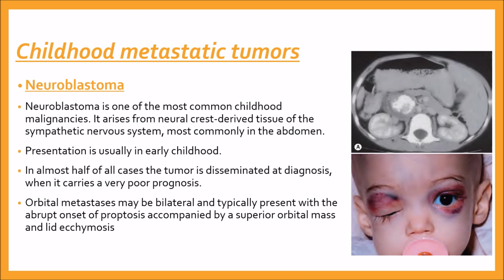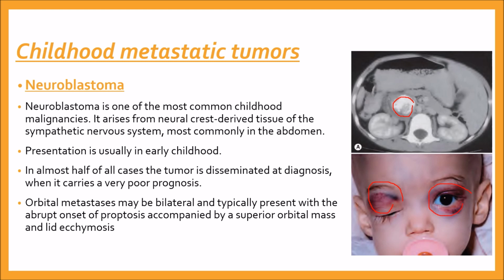You can see it here. Presentation is usually in early childhood. In almost half of all the cases, the tumor is disseminated at diagnosis, when it carries a very poor prognosis. Orbital metastasis can be bilateral and typically presents with an abrupt onset of proptosis accompanied by superior orbital mass and lid ecchymosis. As you can see in the picture here, there is ecchymosis in both eyes and there is ptosis in one of the eyes.